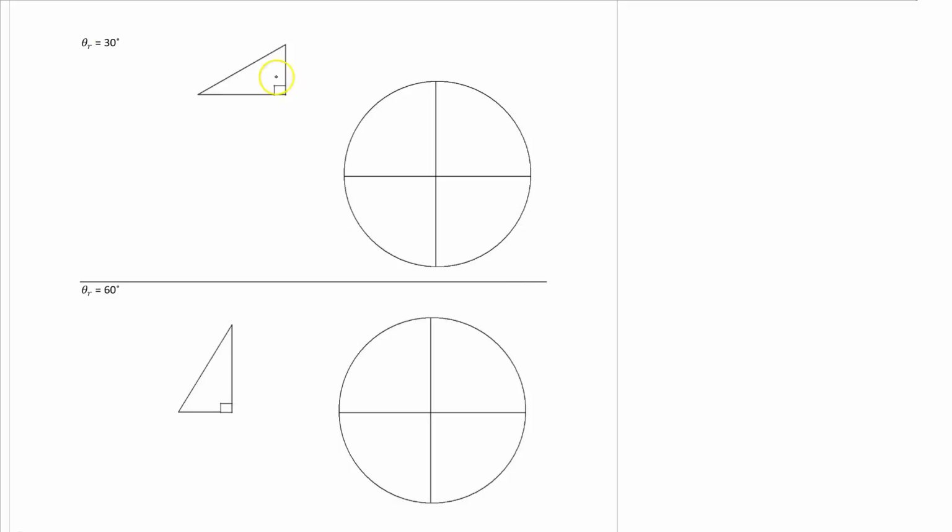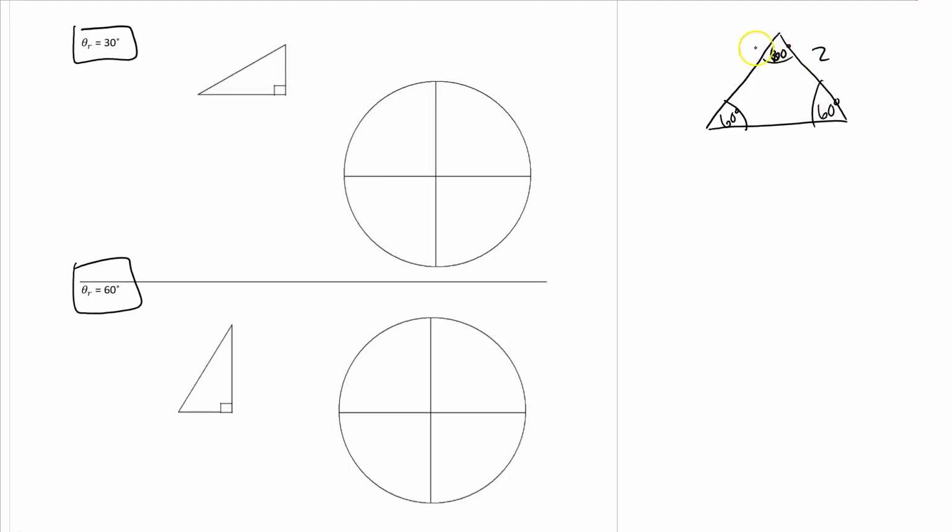So the next two reference angles, 30 and 60, they're related to each other. Let me just draw this triangle right here. This is going to be an equilateral triangle. So, sorry, this is going to be 60 degrees. This is going to be 60 degrees. And this is going to be 60 degrees because they're 180, and evenly distributed between three angles is going to be 60 each. And we have sides of 2 on all sides, because since all the angles are equal, the sides will also be equal.